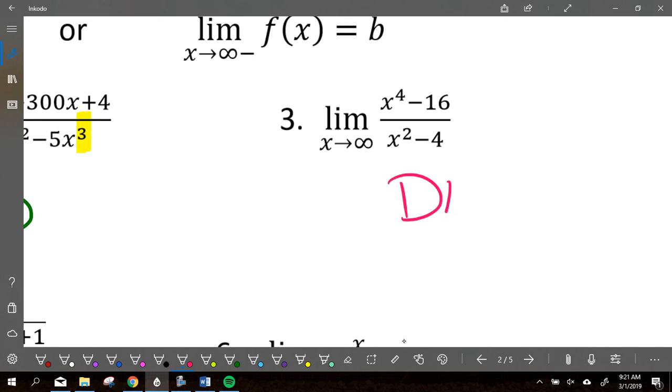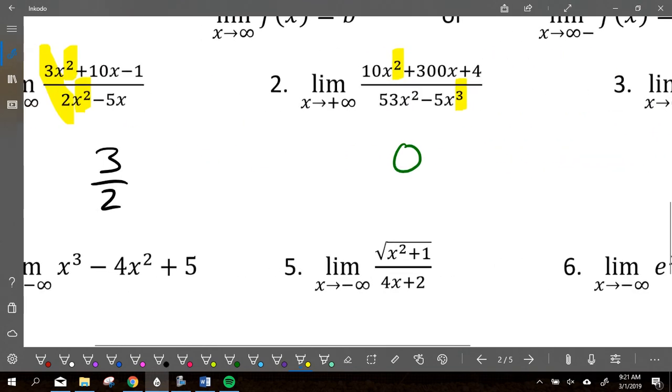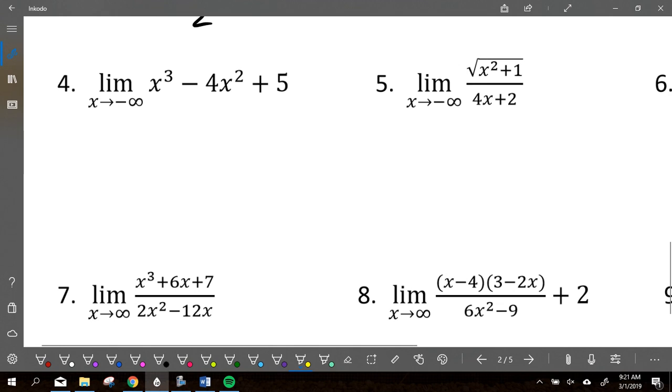This one's DNE. Why is it DNE, Carrington? Numerator's greater than the denominator, so it's DNE. Those are the basic ones. Don't miss those. You can be good at those. Let's look at the next part here, a little bit tougher.